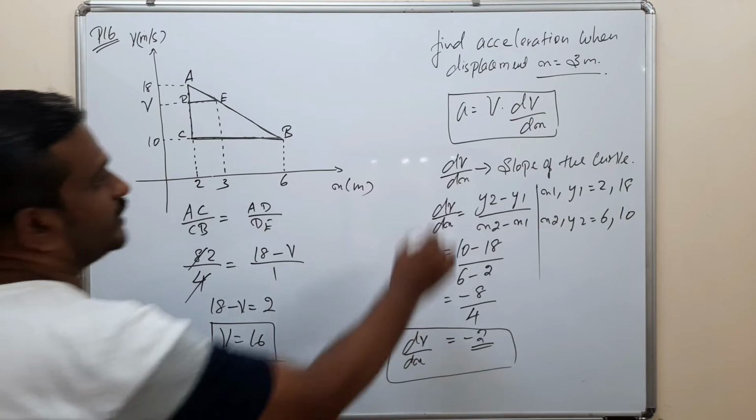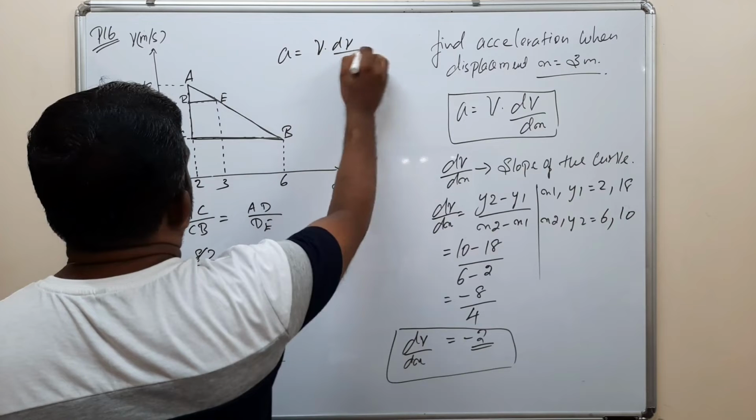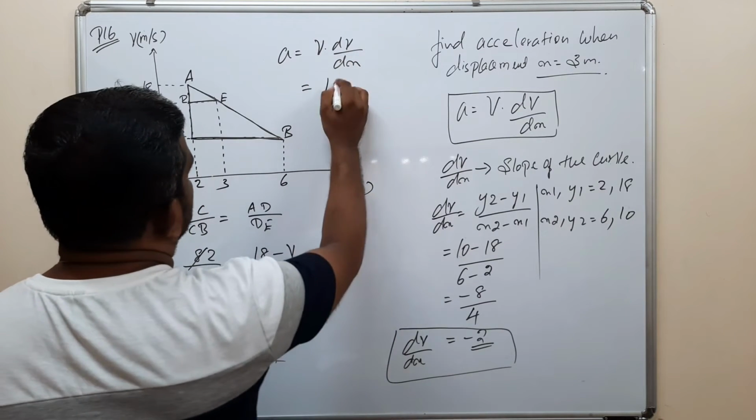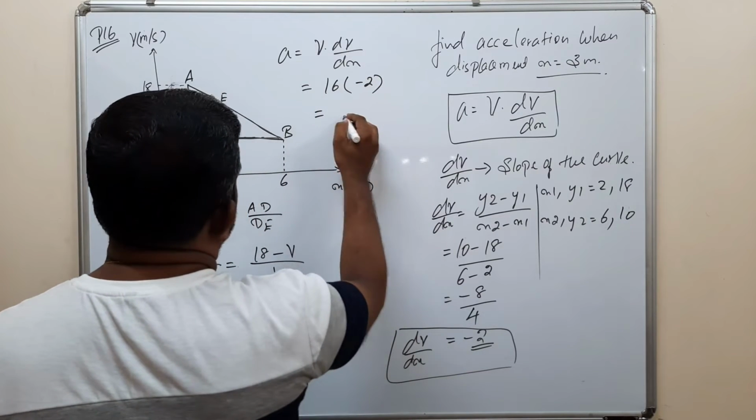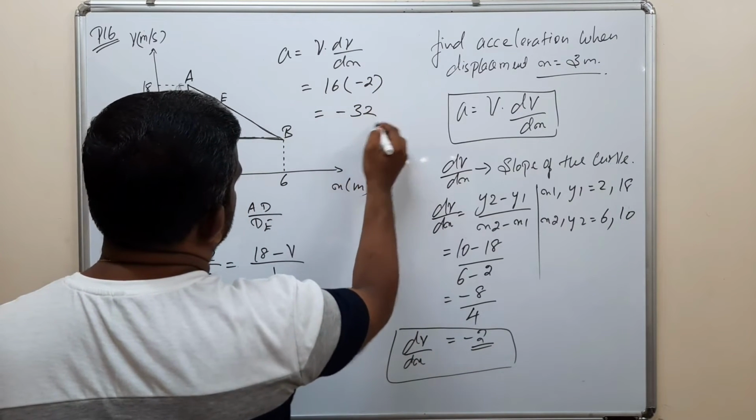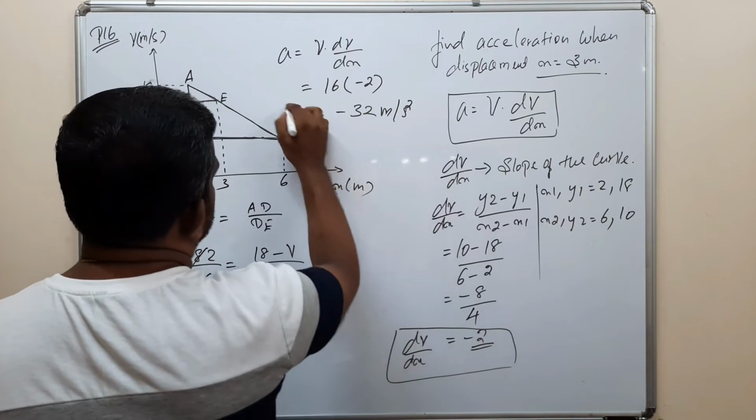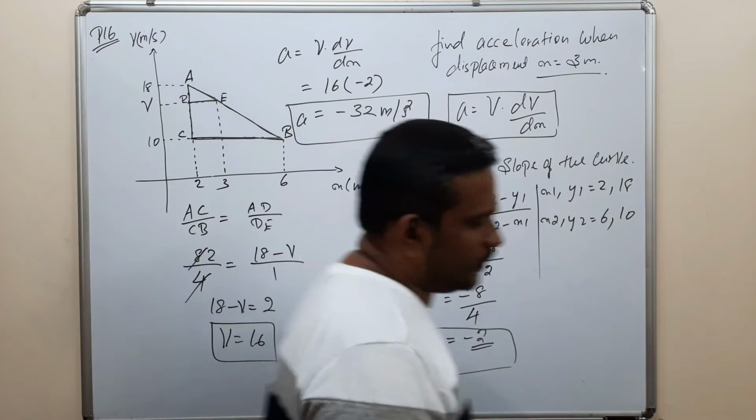Okay, so what is the acceleration? Acceleration is equal to V into dV by dx. V is 16, and dV by dx is minus 2. So that's equal to minus 32 meters per second squared. So that is the answer.